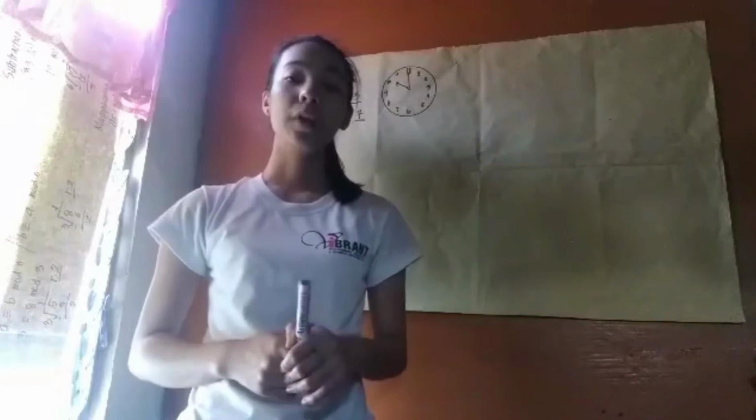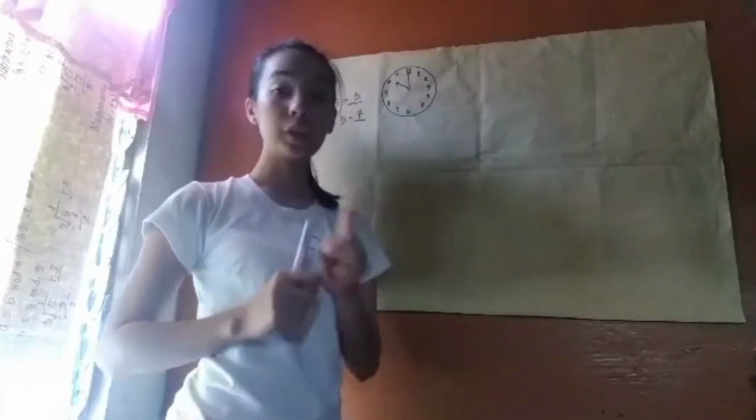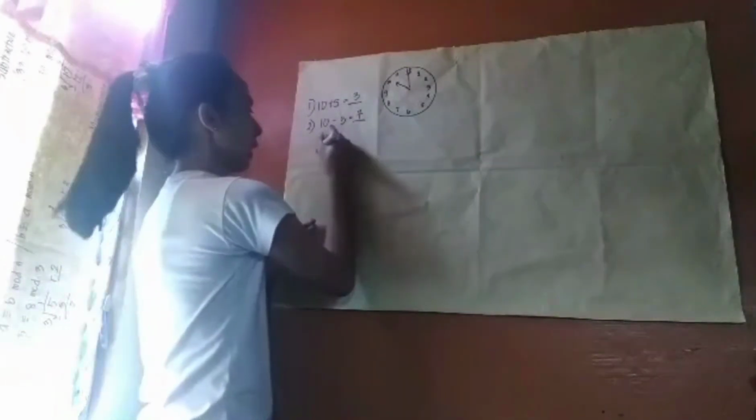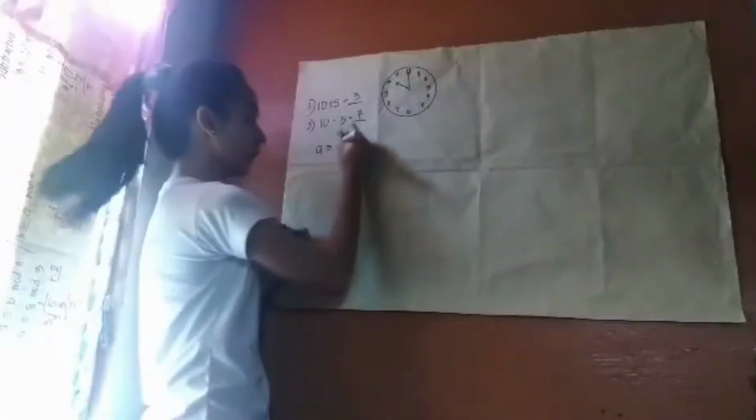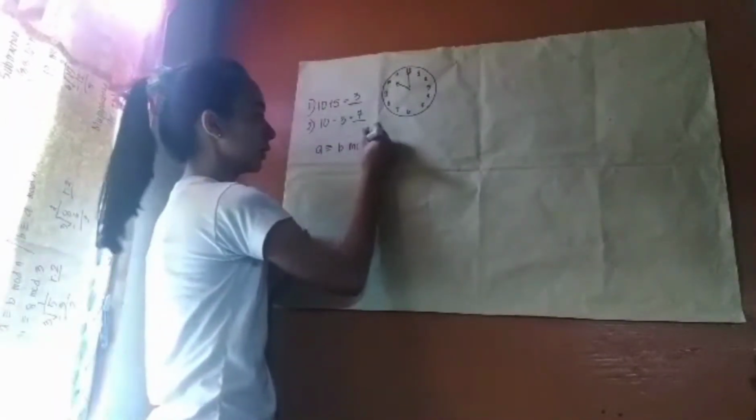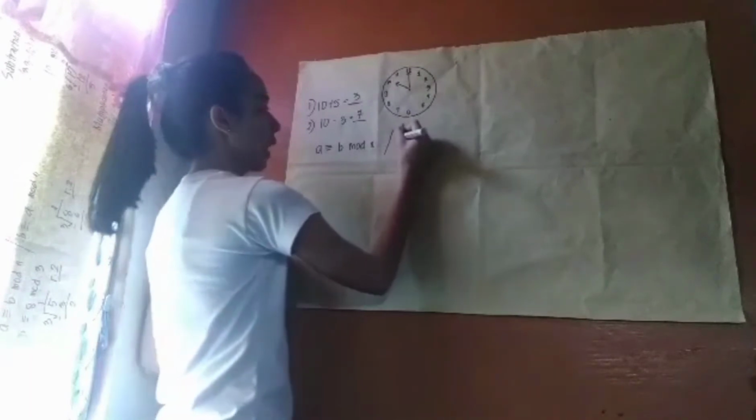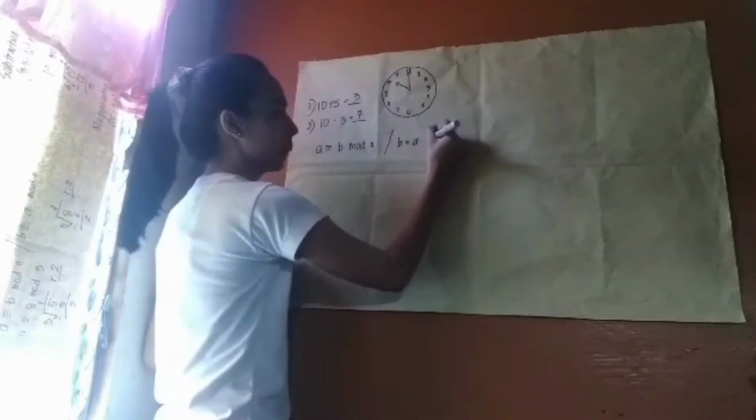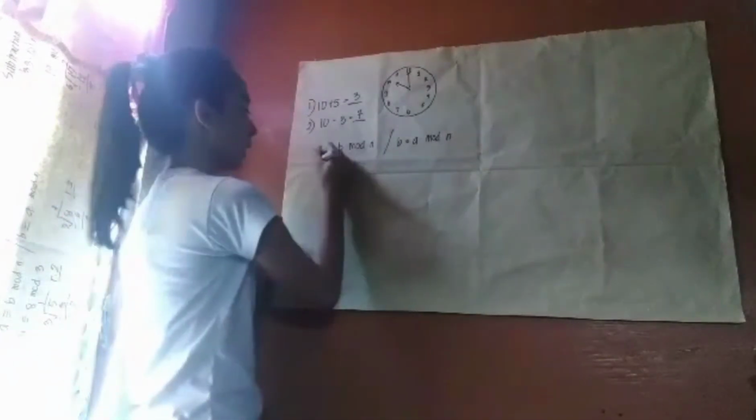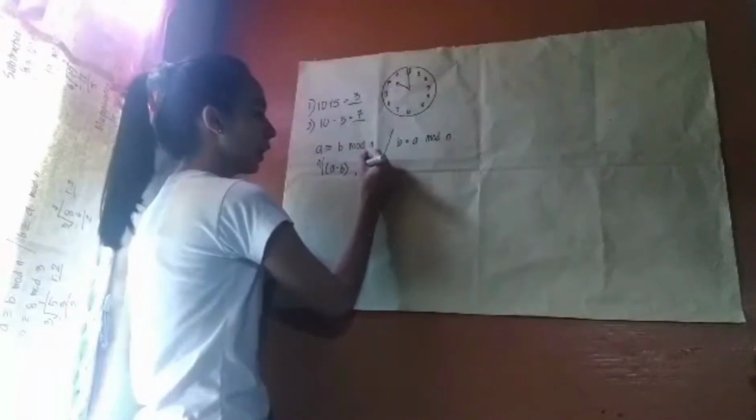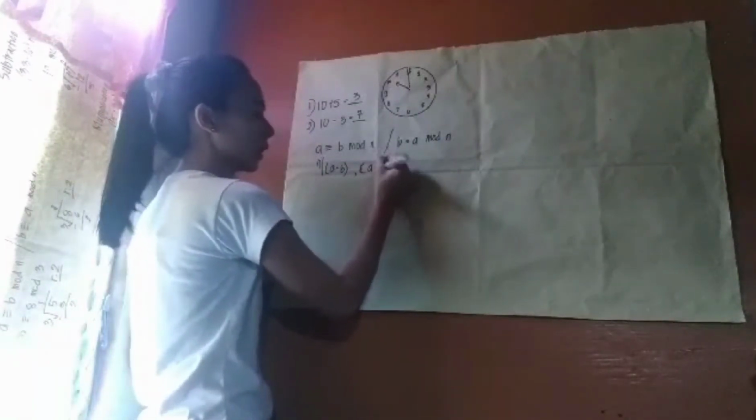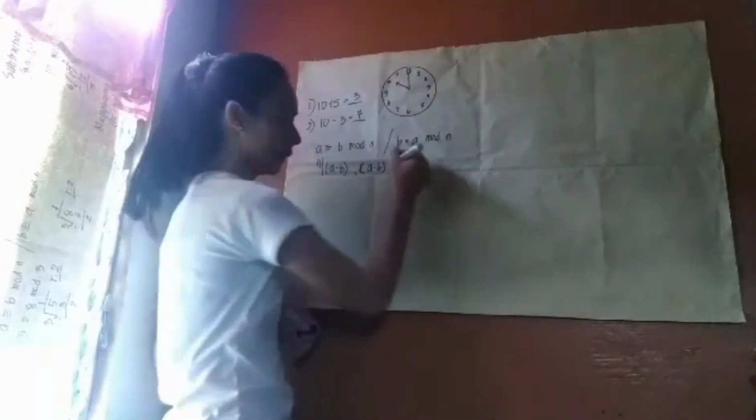Next is how to find if the given example is congruent or not. Let us first familiarize with the two rules. The first rule is if A is congruent to B mod n, then B is congruent to A mod n. The second rule is if n divides the quantity A minus B, where A minus B is a multiple of n.